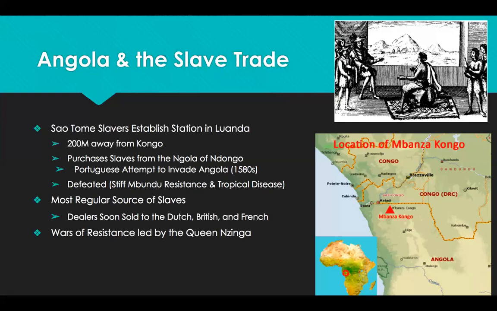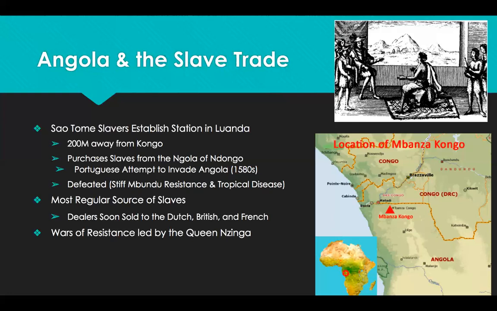Now, remember we said that there was that invasion by the Jaga people in 1564. And this made the Portuguese government say, wait a minute, our position in the Congo is precarious. Why don't we move and set up shop in Angola? We've already seen that the Sao Tome enslavers have done that. But they were doing this in a very capricious, clandestine way, in such a way that they did not try to invade Angola. They were working with the Ngola of Ndongo and doing this trade. It wasn't a colonial project per se.